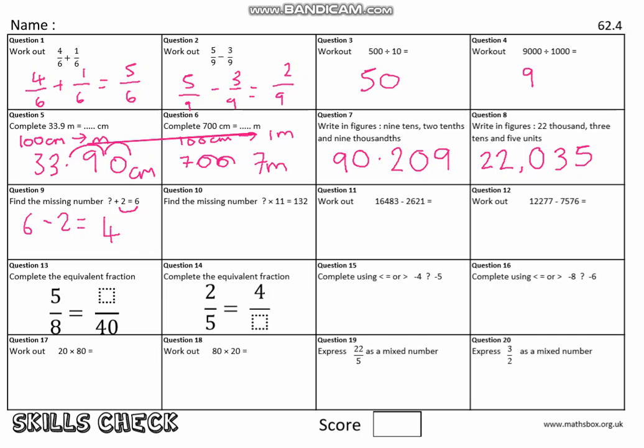Next one says 132 equals something times 11. So we need to know what times 11 equals 132. Okay, so just like before, we're going to take our answer and we're going to do the opposite of the operation there. So we've got 132 and we're going to divide it by 11. And if we do that sum, we know that we would get 12.